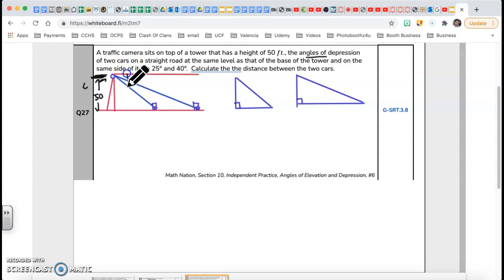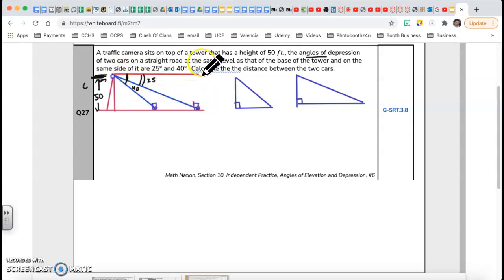So this one is 40 degrees, and the other one is 25 degrees. Right? Smaller angle. Those are the angles of depression from the horizontal to where the camera is looking at the car. So the camera is looking at this car, and my angle of depression is 40 from the horizontal. The camera is looking at the second car, on the same side of the camera, and this one is 25 degrees, the smaller angle. Why? Because the car is further away.